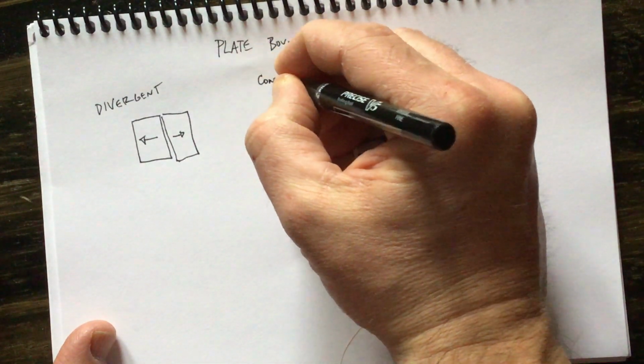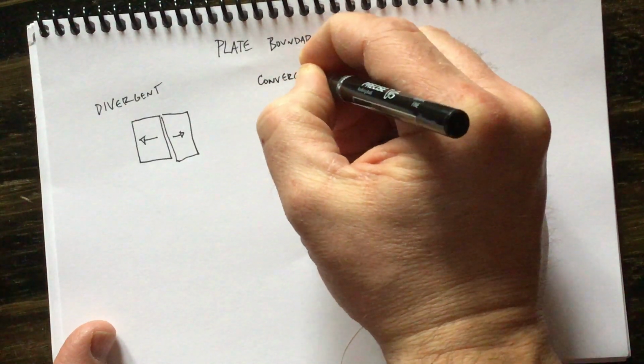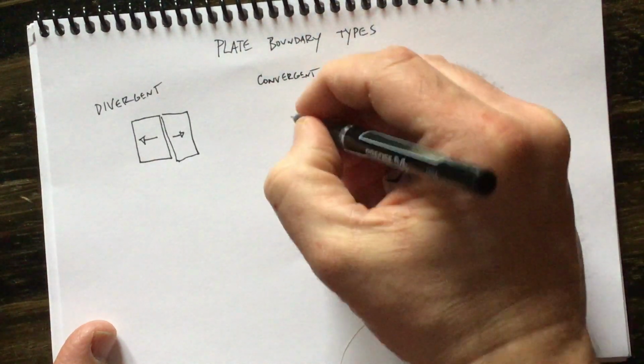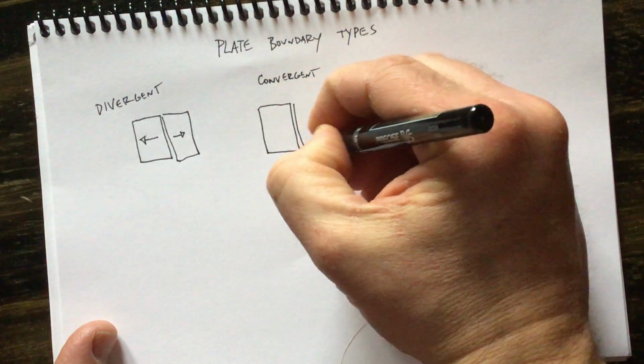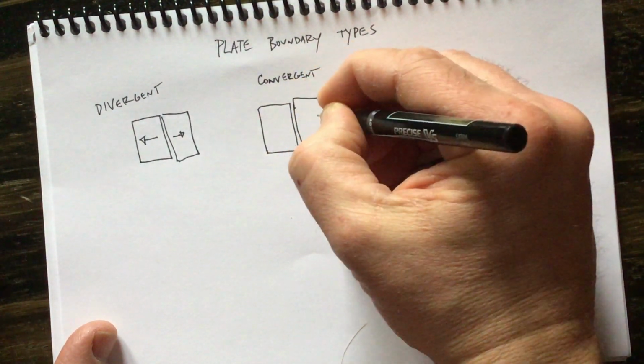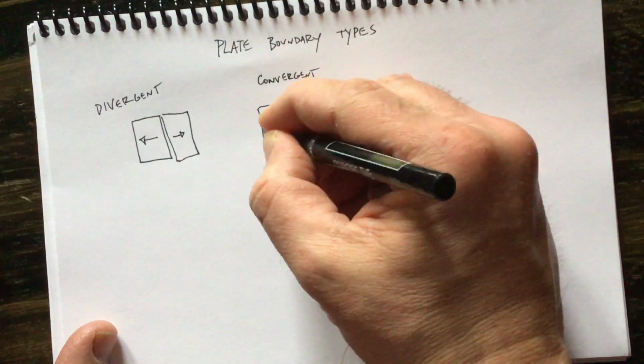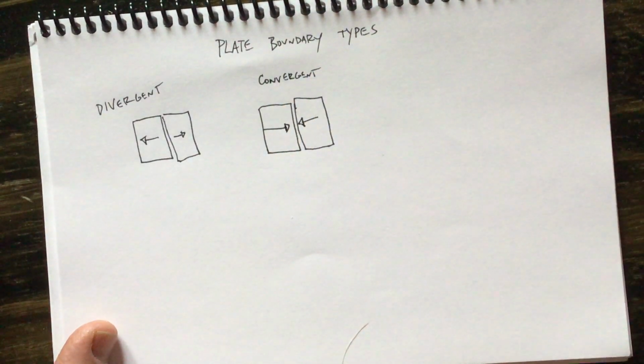The next plate boundary type is called a convergent plate boundary. And a convergent plate boundary is the opposite. It has two tectonic plates, two massive pieces of Earth, and they're moving towards each other.